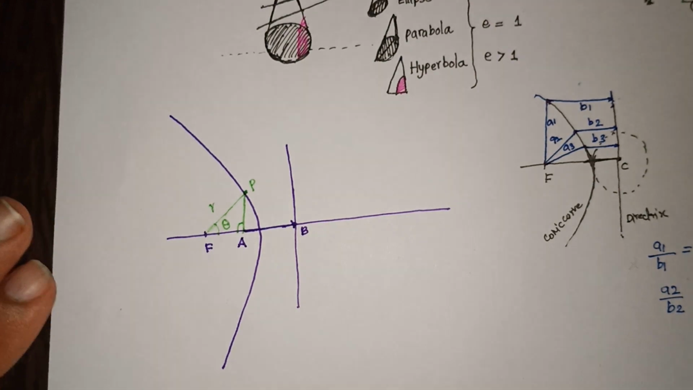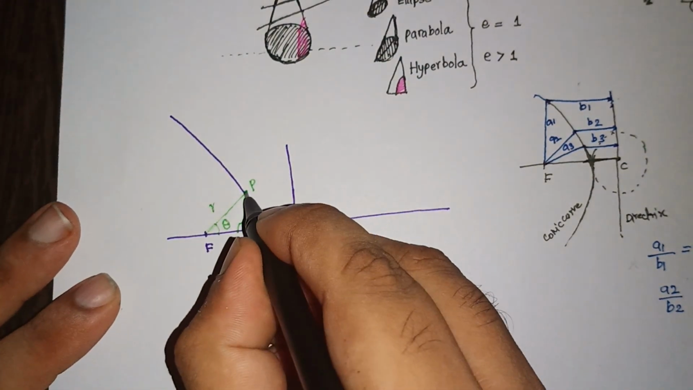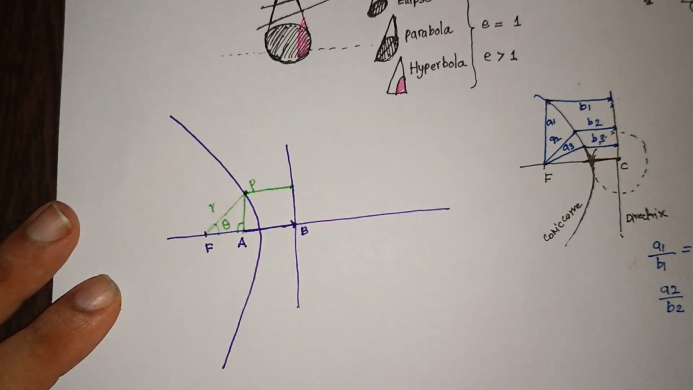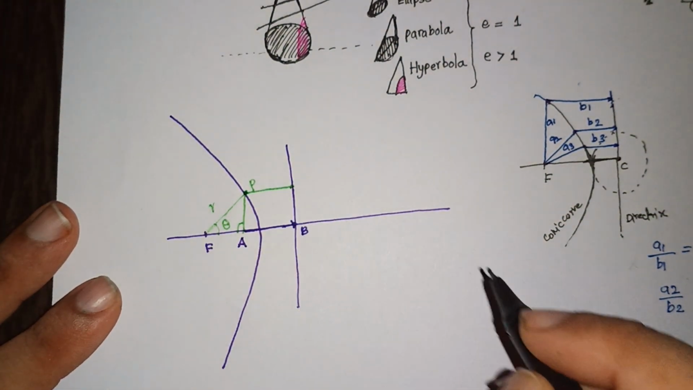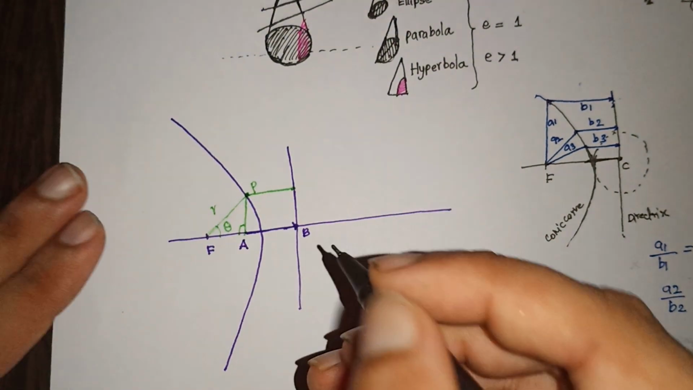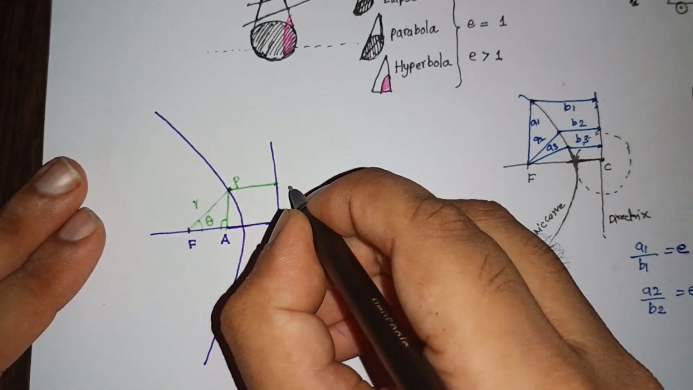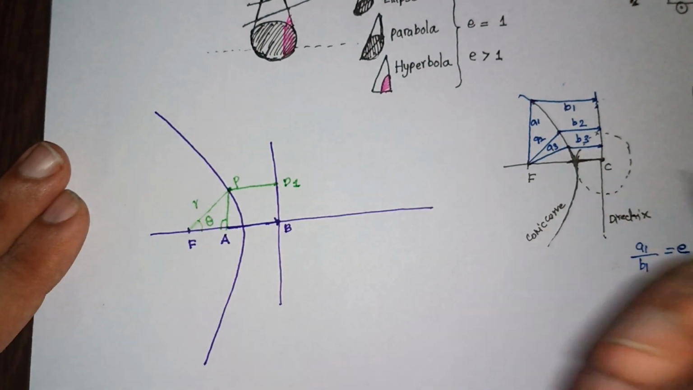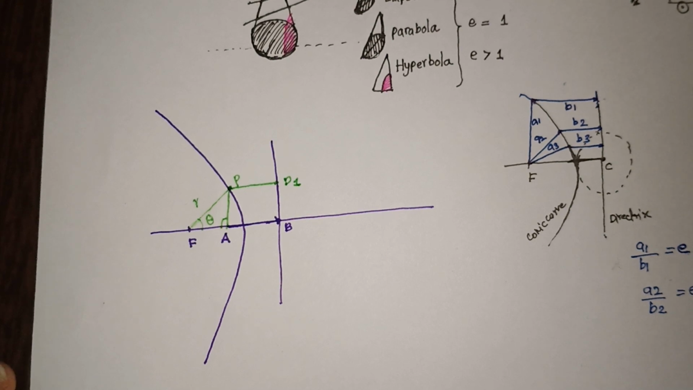Now from this point you are going to hit this point again. That is going to be, you can call it D1, or we can use the same color. So we have D1, let's say D1. Okay, now.